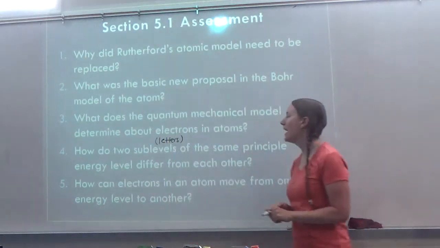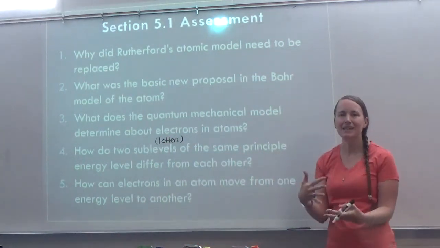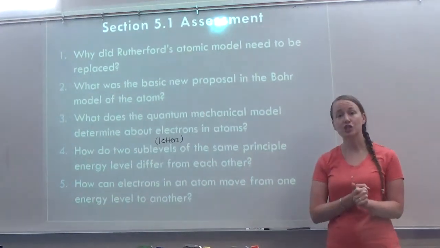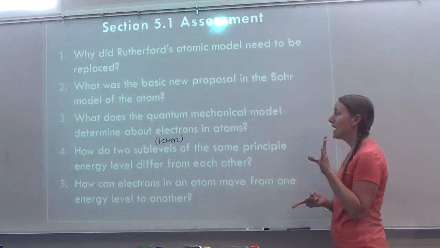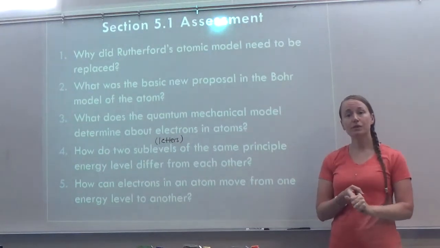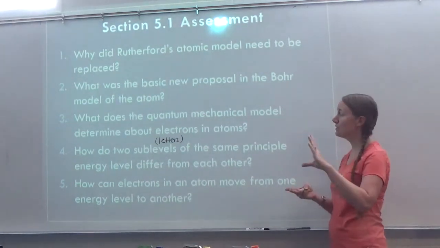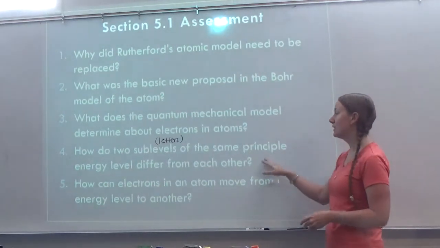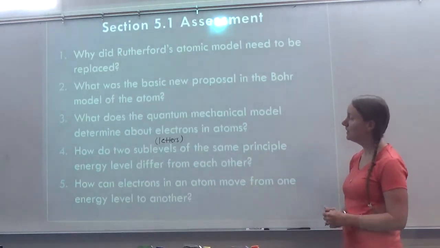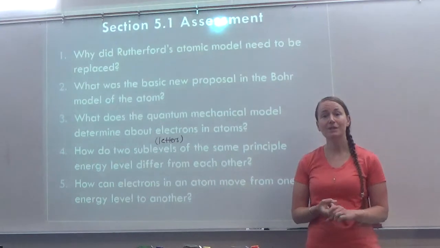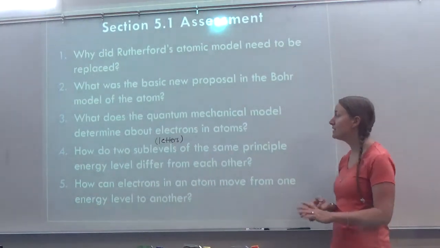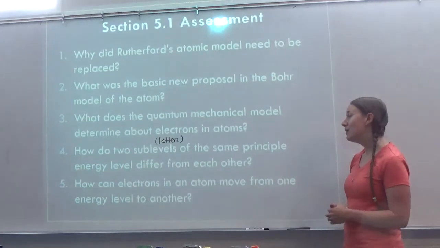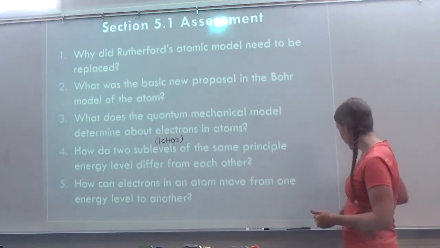So in other words, how would S and P differ from one another? Well, there's a bunch of different ways. You could say they have different shapes. You can say they have different numbers of orbitals. You could say they hold different numbers of electrons. That's 3 differences right there, and it only asks for 1 technically. Okay, so they differ in shape, differ in number of orbitals, and differ in number of electrons that they can hold.